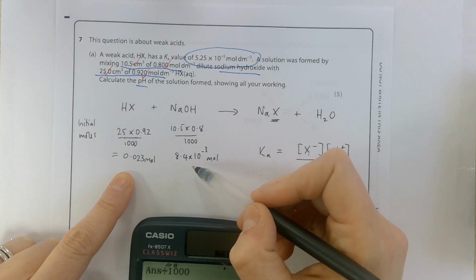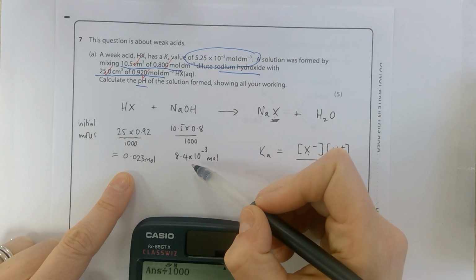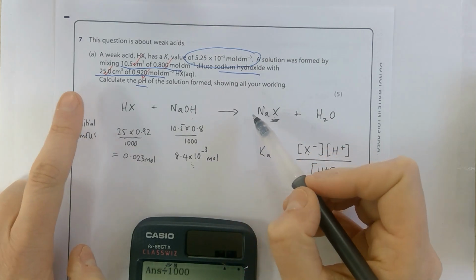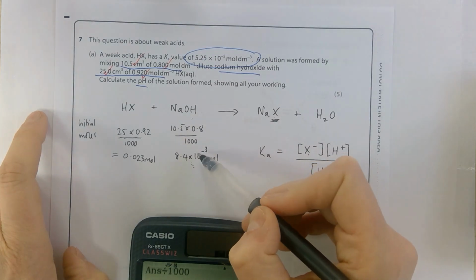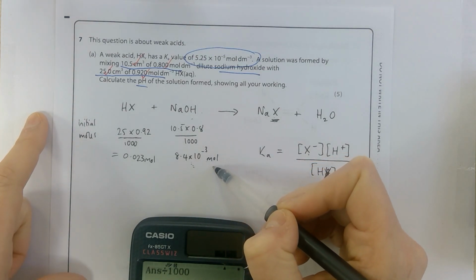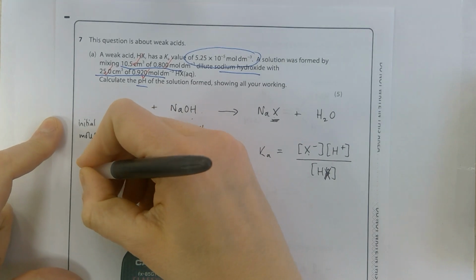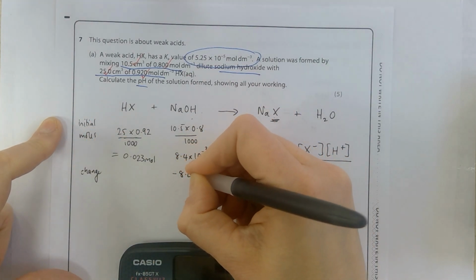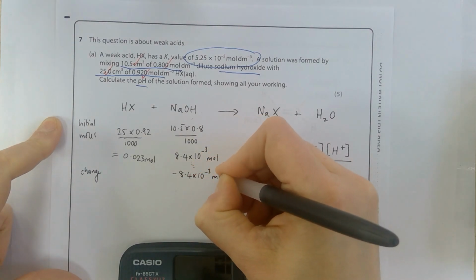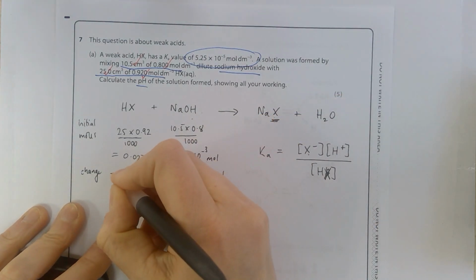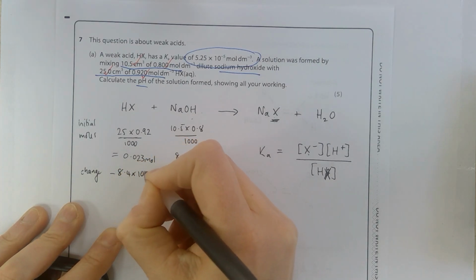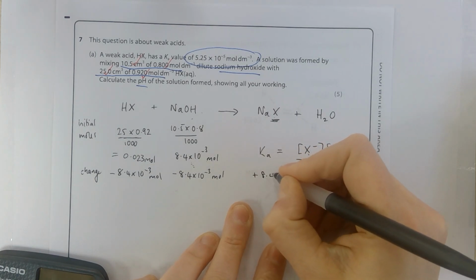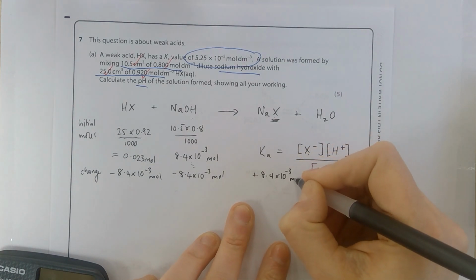So let's think about what's happened. If this is the limiting factor here, and it's a 1-to-1 ratio of this and this, 8.4 times 10 to the minus 3 moles of this have been used up. So I could put the change as minus 8.4 times 10 to the minus 3 moles. Same with the acid, minus 8.4 times 10 to the minus 3 moles used up. On this side, I've made 8.4 times 10 to the minus 3 moles of the salt.